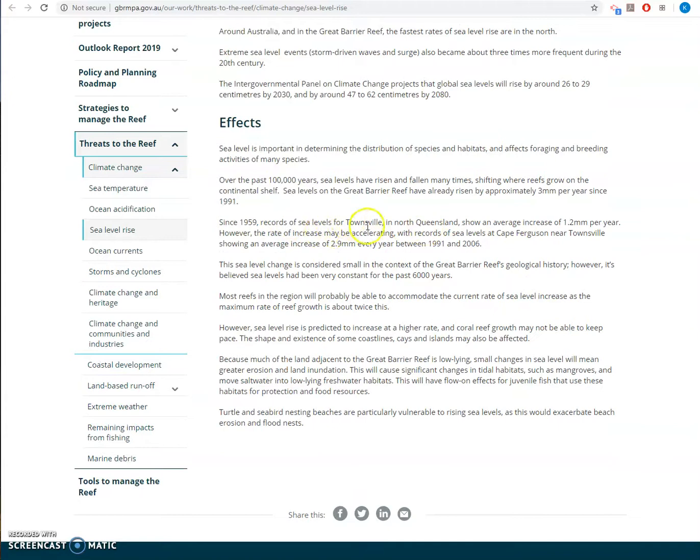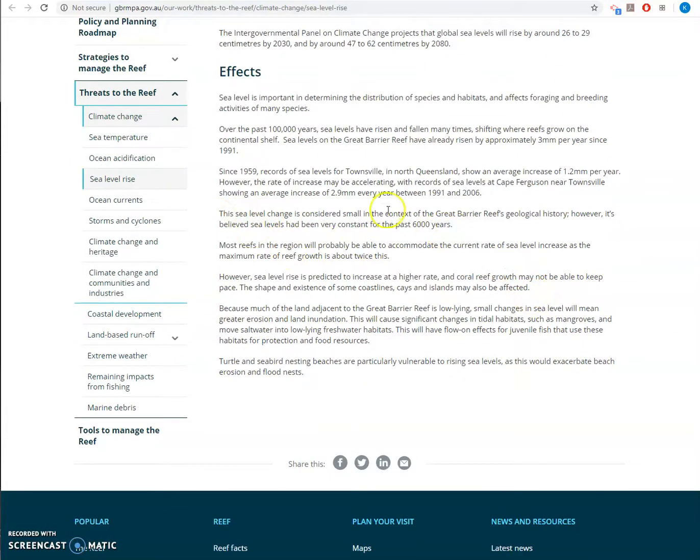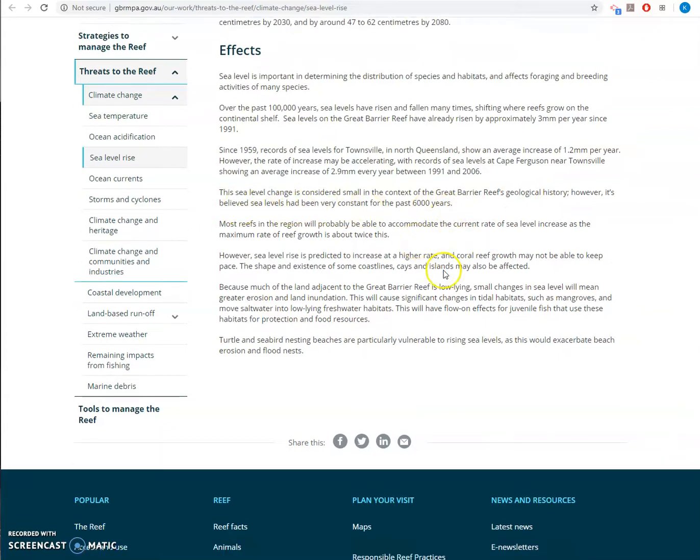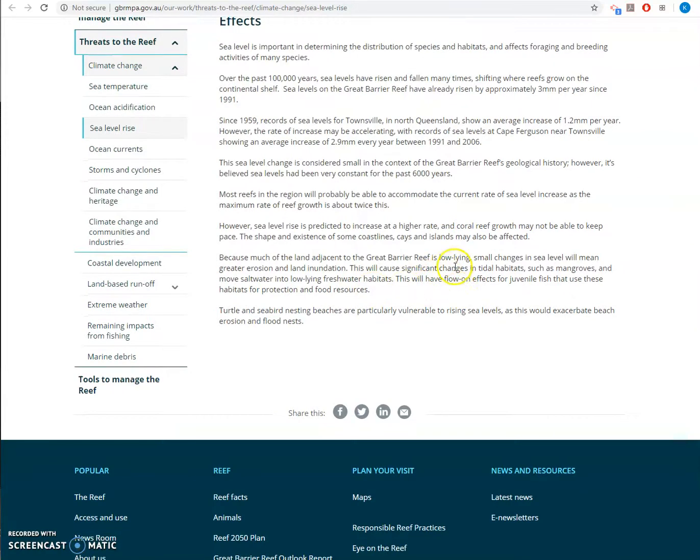So you can see here they're talking about Townsville, not where Timmy Turner lives, but it's actually a place in Queensland, which is a section of Australia that's recording these increases, right? And then you can see here at Cape Ferguson, which is near Townsville, this higher increase. And they use millimeters because everywhere else uses millimeters. So the change is small relative to geologic history, but sea levels have been very constant for a while, and they're changing drastically now, which is a sign that there's something happening, right? So it's something to think about.